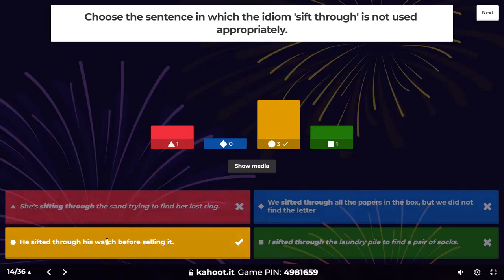He sifted through his watch. Now, this is stupid. You can never sift through your watch. Okay, this is wrong. Okay, 3 of you got it. And I sifted through the laundry pile to find a pair of socks. Okay, now this one is okay, this is okay, this is okay, but this is wrong. Okay, we never sift through our watches, never.